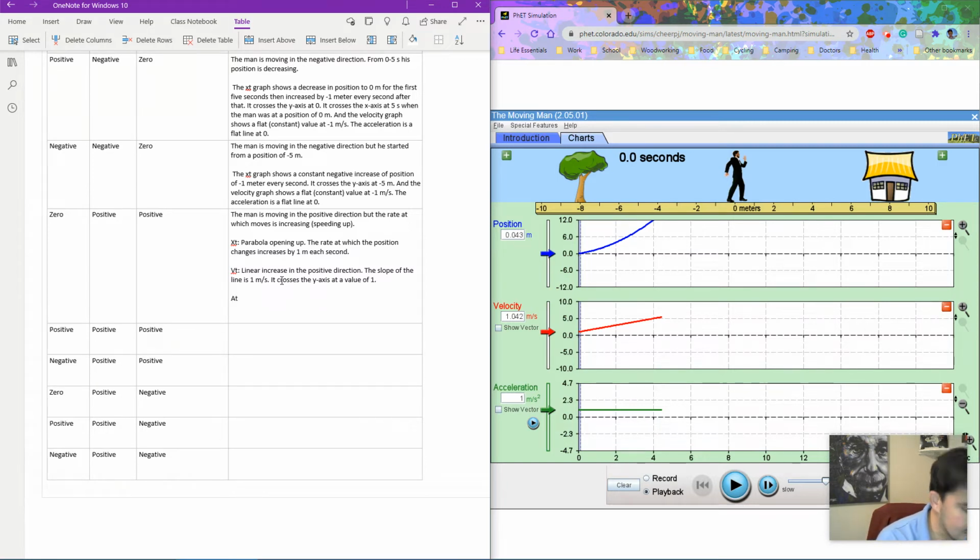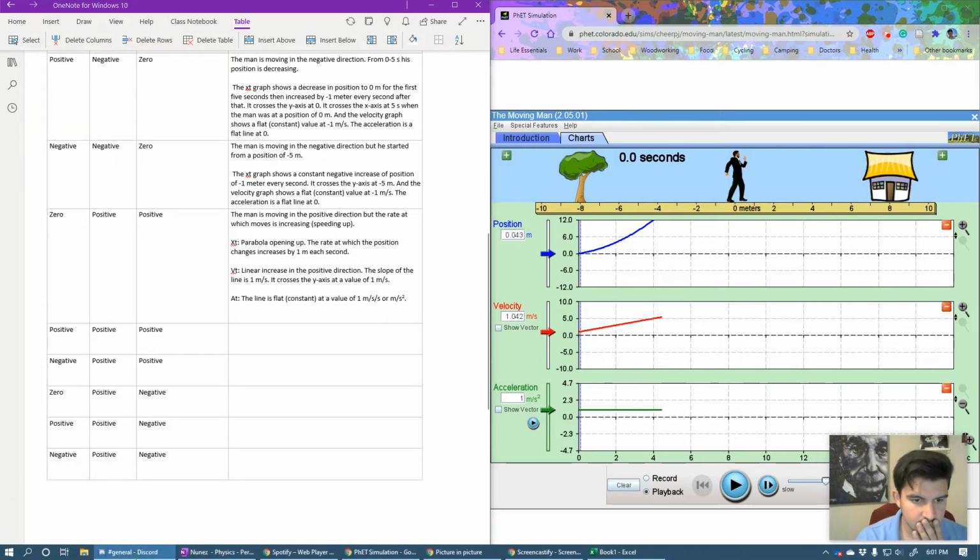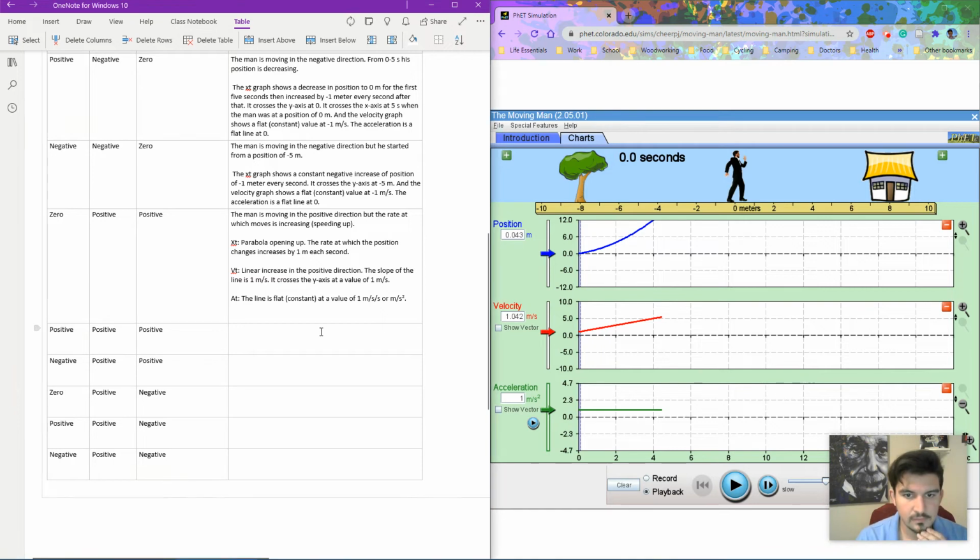And finally, the AT, our acceleration time graph. In our AT graph, the line is flat, which means constant, but it is constant at a value of 1 meter per second squared. I'll go ahead and add units to that.